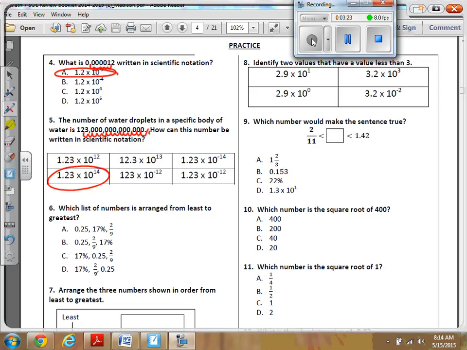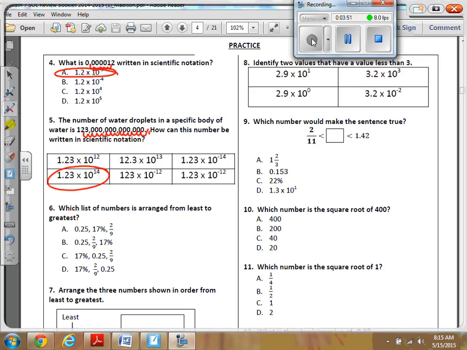For scientific notation, all you're doing is moving the decimal. The exponent tells you how many times to move the decimal. The first number has to be less than 10 and greater than 1. I had someone tell me that this one was correct. And mathematically, it is correct. But it's not written correctly in scientific notation because it says 12.3. That's bigger than 10, isn't it? So that answer is not correct.